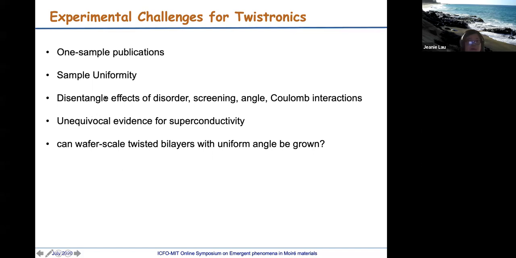Another challenge is how do we disentangle the effects of all these various factors that can contribute to the phenomena. So we have disorder, you can have screening, you can have interaction strength, which changes with screening and changes with the angle, etc. Right.